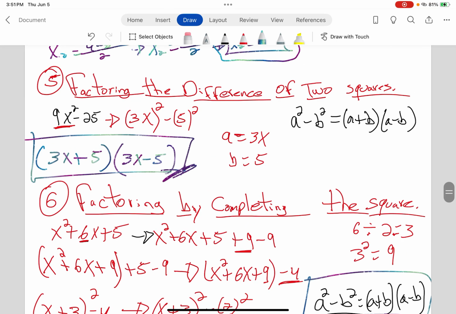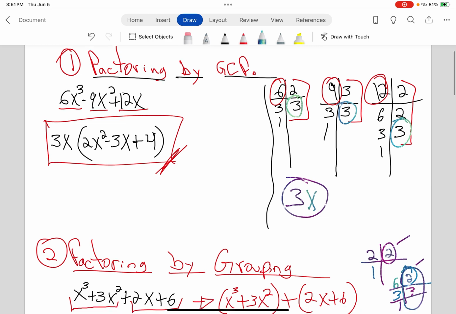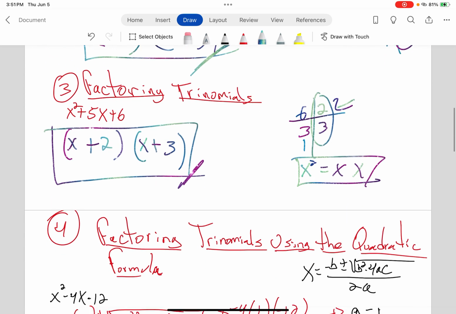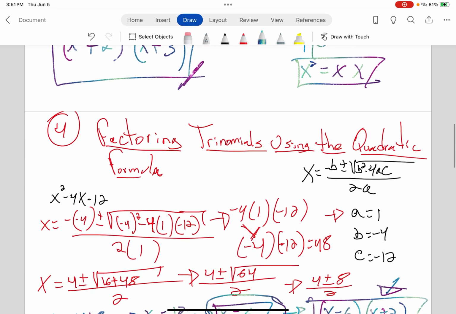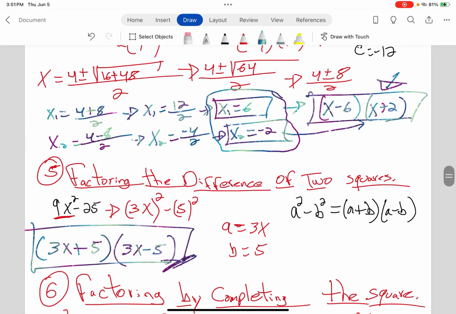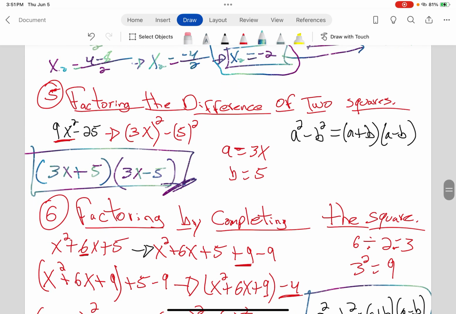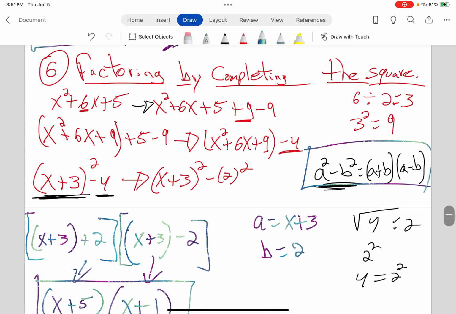So let me go back, and you can see from the beginning: factoring by greatest common factor, here it is. Factoring by grouping, here it is. Factoring trinomials, here it is. Factoring trinomials using the quadratic formula, here it is. Then factoring the difference of two squares, here it is. And the last one is factoring by completing the square, here it is.